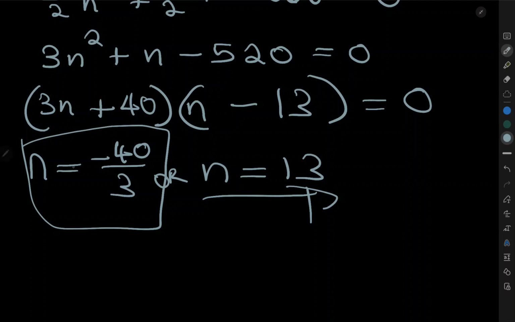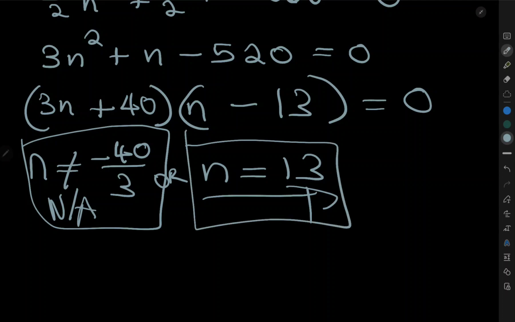So what we do in this type of situation, if we have a value that doesn't make sense, if it's a fraction or a negative value, in this case it's both a fraction and a negative value, we just say this value is not applicable. Not applicable is just NA. Or we can just say no solution in that situation, and we just say this will be our solution: n is equal to 13.